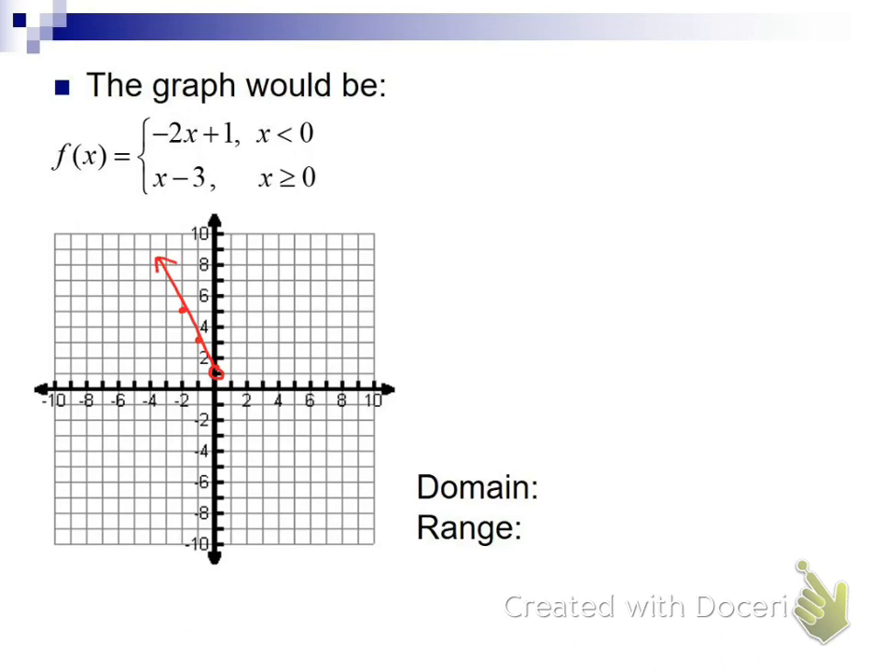There. Now I'm going to do a different color for the other piece. You don't have to, but for my other piece, I'm going to graph x minus 3. I'm going to plug in 0 again. What's 0 minus 3? Negative 3. This time, I'm going to make this a closed circle because it's equal to.